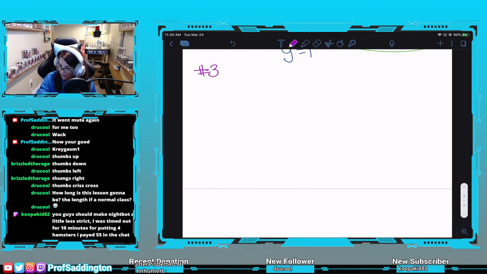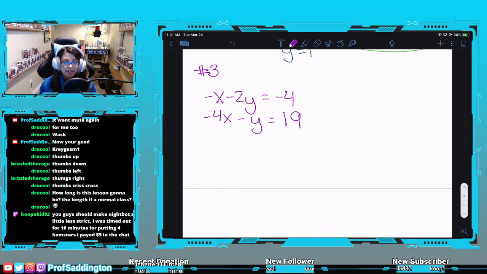So we have negative x minus 2y equals negative 4. And then below it is going to be negative 4x minus y equals 19. So again, it's important to write these above and below one another.